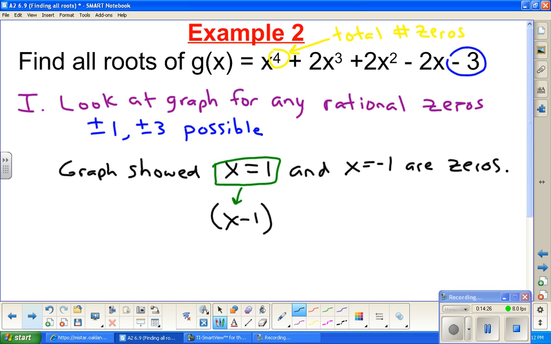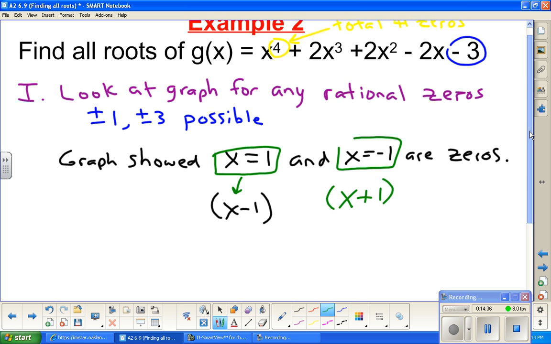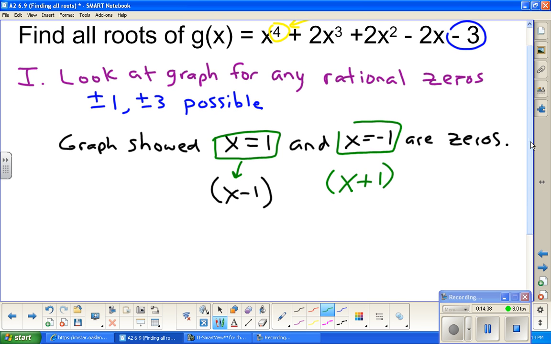And the other one, if x equals -1 is a 0, x plus 1. Okay, so we know two of the factors of this thing, right? Remember, the big original thing was called g of x. So g of x, we know that it is x minus 1, that's one of the factors. x plus 1 is another one of the factors.